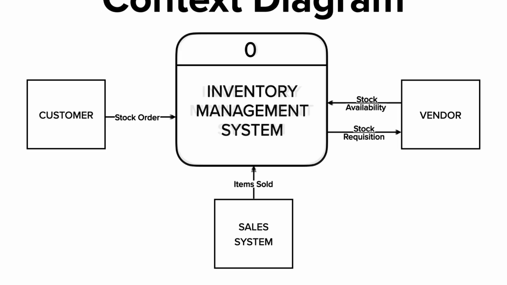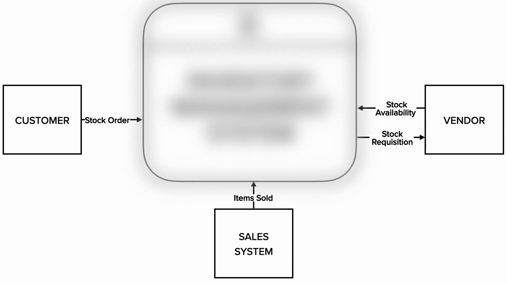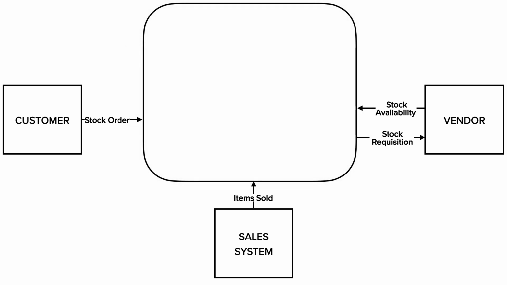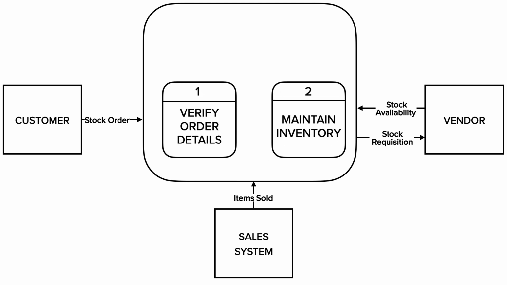Now we're going to zoom back into that inventory management system, or what we call exploding or leveling. This means we're going to look at the processes that are a part of that system, which in this example is verify order details and, as we already saw, maintain inventory.